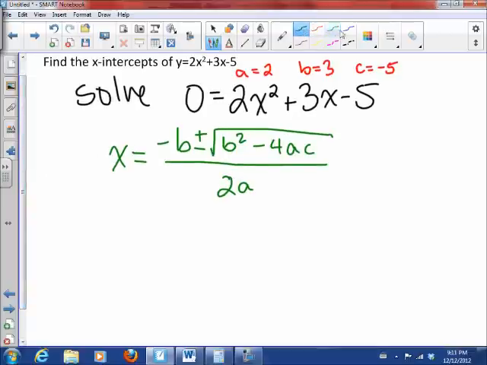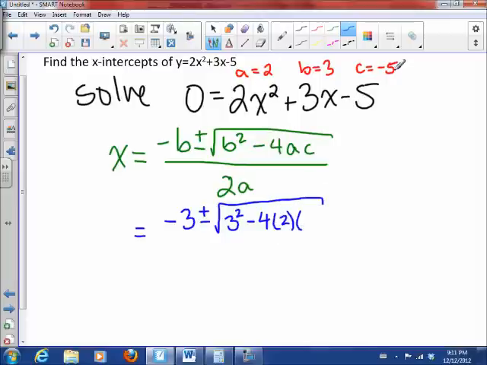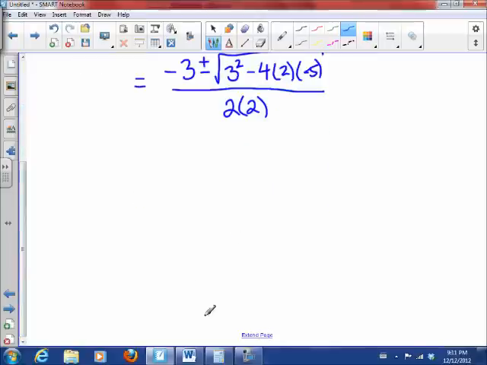Next we're going to fill in these numbers. So x equals negative b, so that's negative 3, plus or minus the square root of b squared, so 3 squared, minus 4ac, over 2a. Now all we have to do is simplify this and solve.